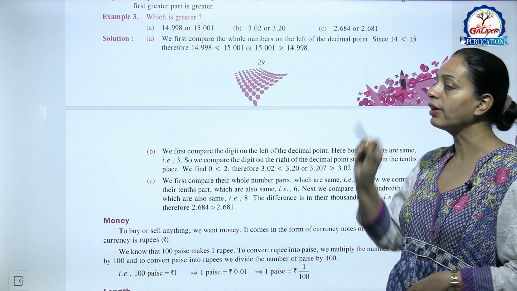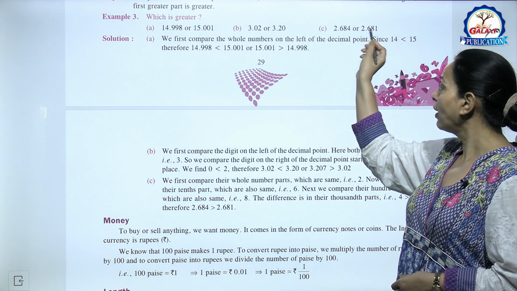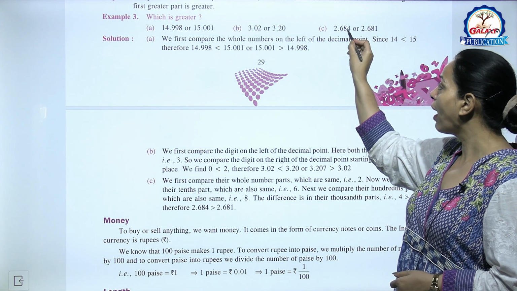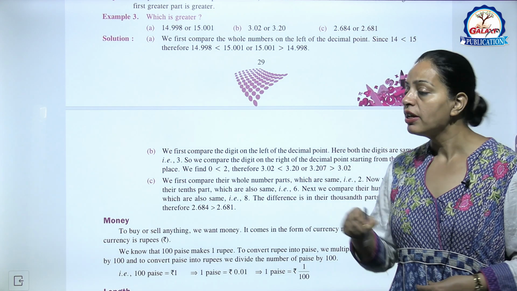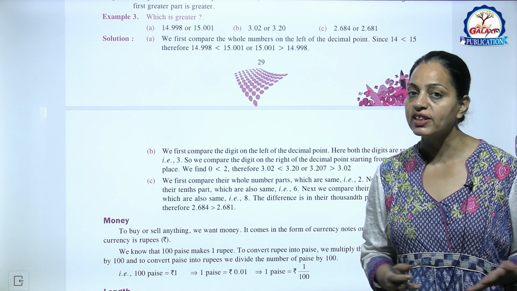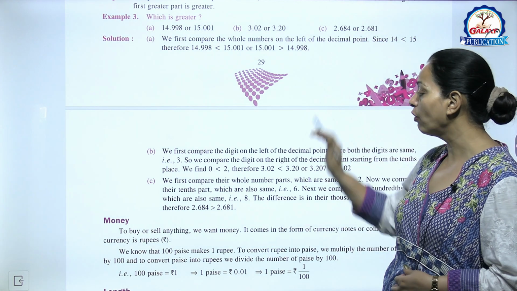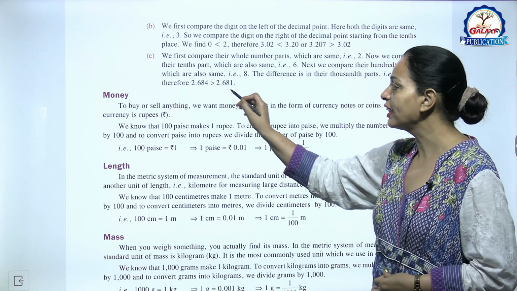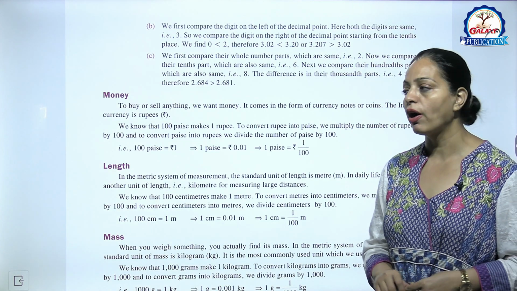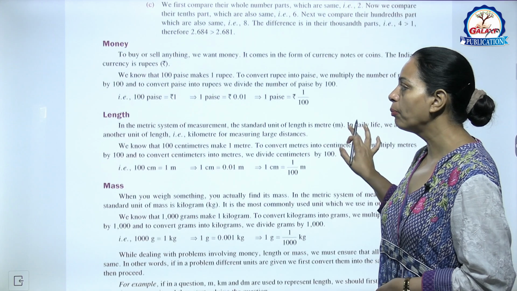Whole part compare करेंगे, same है. 10th part compare करेंगे, 6, it is also same. Come to 100th part, 8, it is also same. Come to next part, 1000, this is 4, this is 1. You know 4 is greater than 1. So that's why the first number 2.684 is greater than 2.681. Very easy.